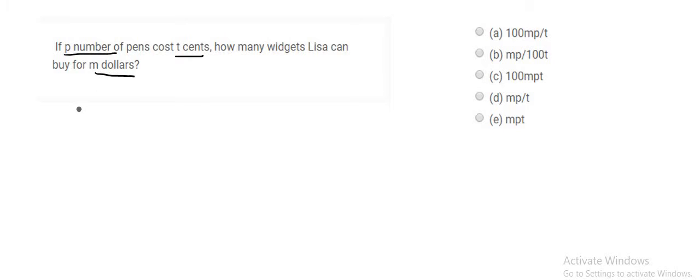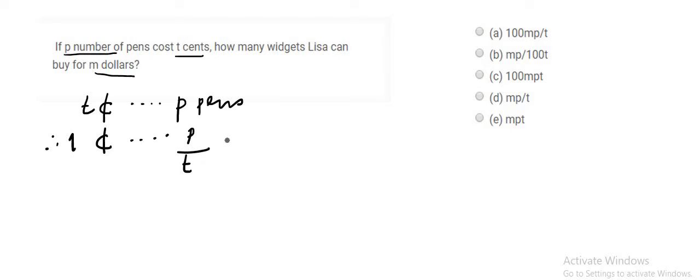So I'm going to use the unitary method to solve these problems. Since with T cents we can buy P number of pens, for 1 cent we can buy P divided by T number of pens. So finally, how many pens can be bought for M dollars? Since we are all doing it in cents, I'll just convert this dollar amount into cents.